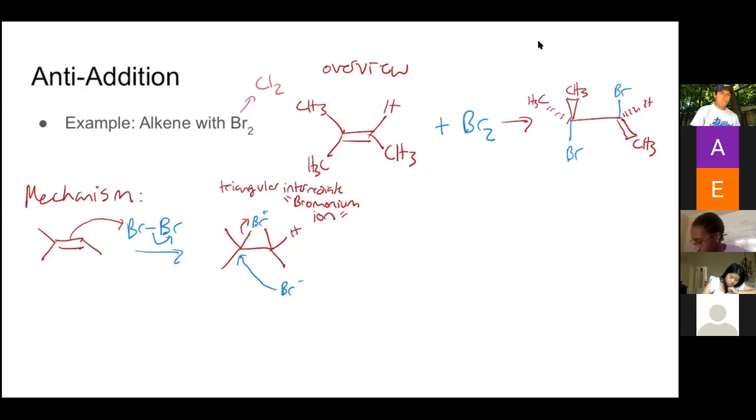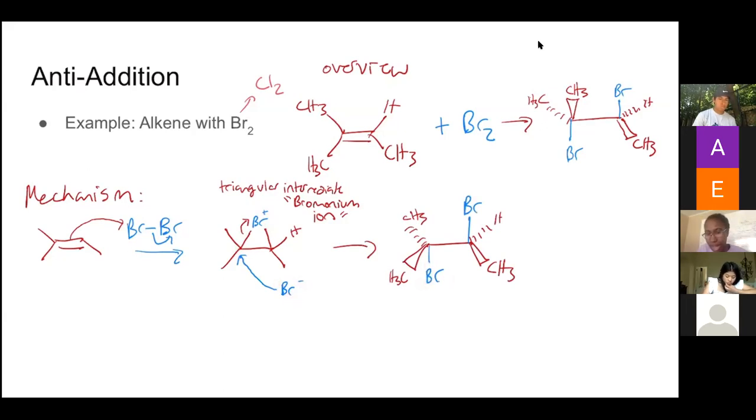So I'll go ahead and draw our product. So again, we have 1 bromine pointing up, this is the one which was already in the molecule in the triangle intermediate. And then we have the Br at the bottom, and that's the one that came in and did the backside attack. So this is how we end up with a product where we've got one bromine on the top and one bromine that's on the bottom. Are there any questions so far?